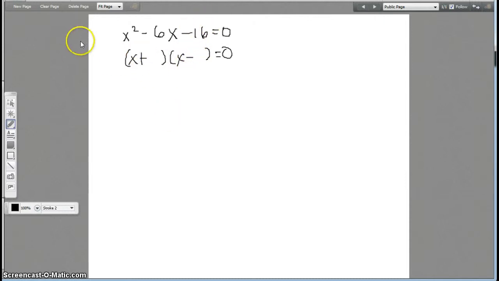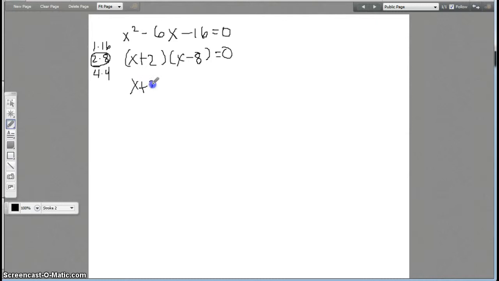What are our factors of 16? The factors of 16 are 1 and 16, 2 and 8, 4 and 4. We need a pair of factors that will subtract to 6. So that's going to be 2 and 8. Because 6 is negative, that means that our bigger one has to be negative. So our 8 is going to be negative and our 2 is going to be positive.